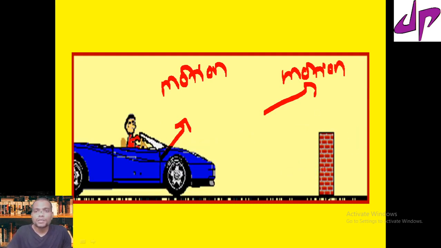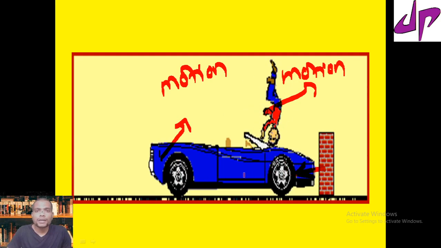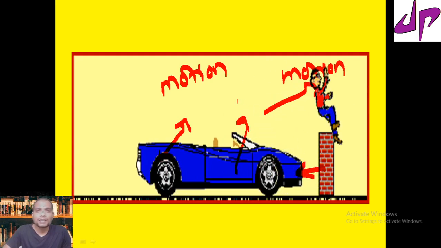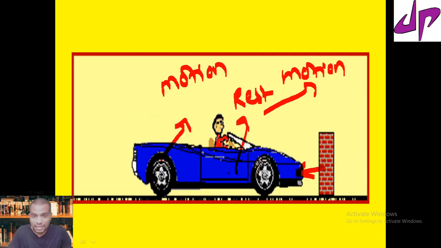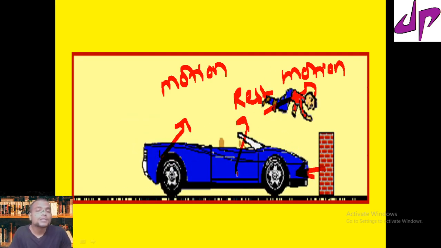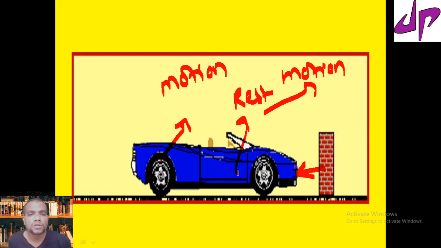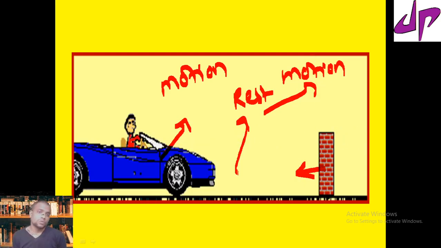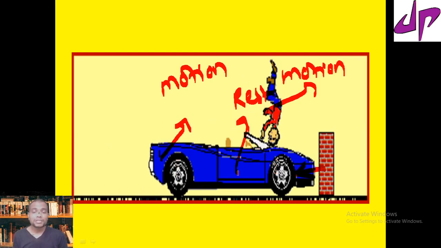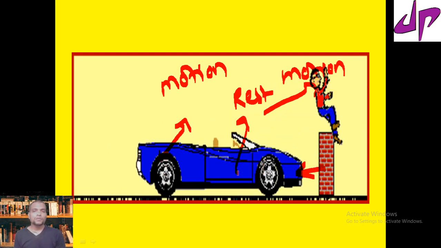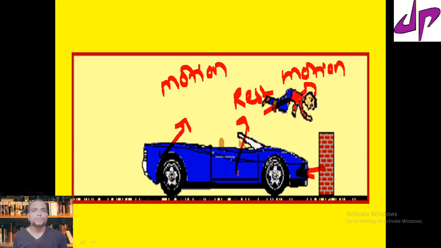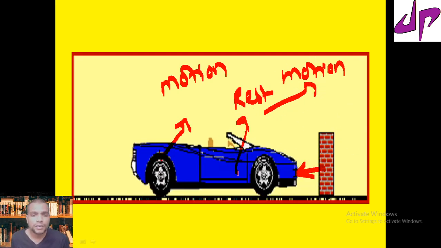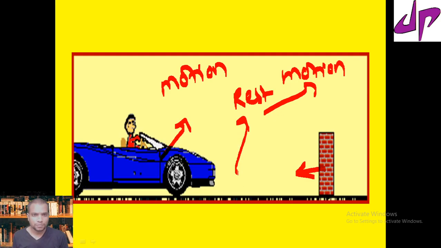Now it collides with the wall, so the car comes to rest. The person is in motion but the car is at rest. Since he does not have the support of the seat belt, he will fly away. That's what happens when we do not wear our seat belt. All of a sudden we move forward. That is because of inertia due to motion.